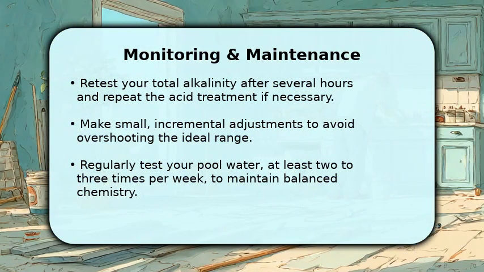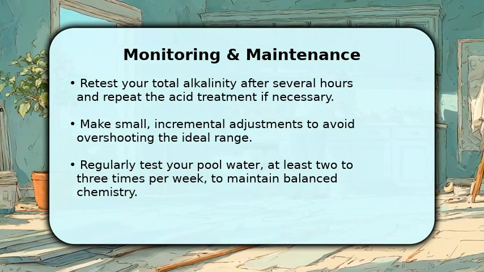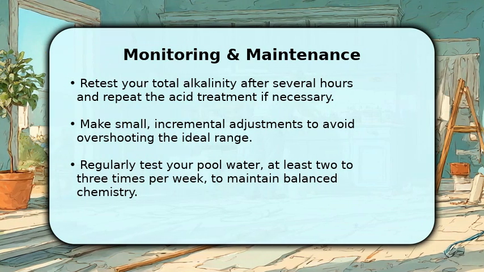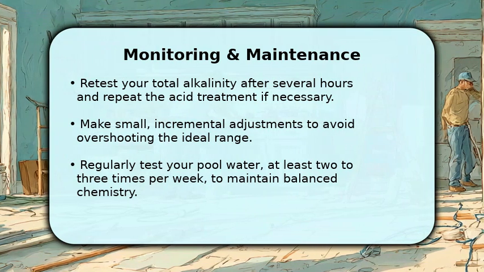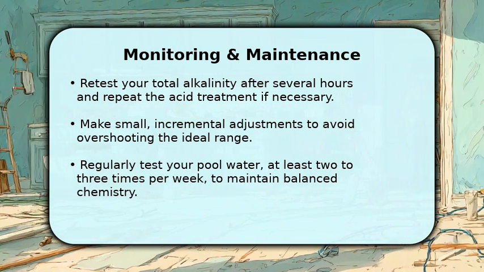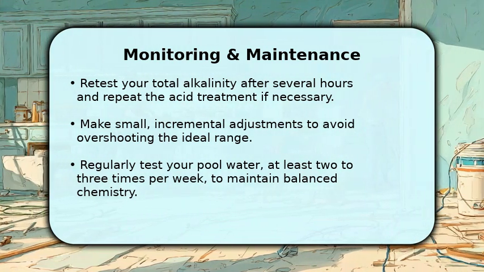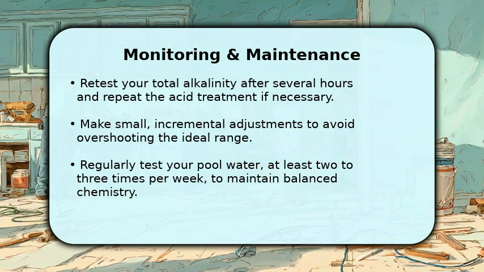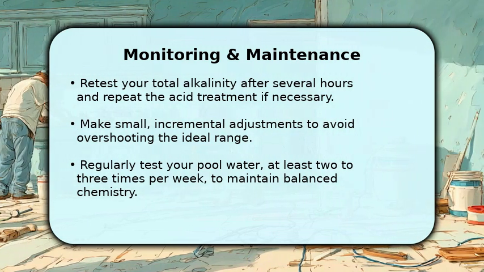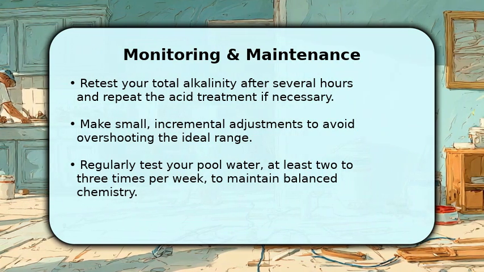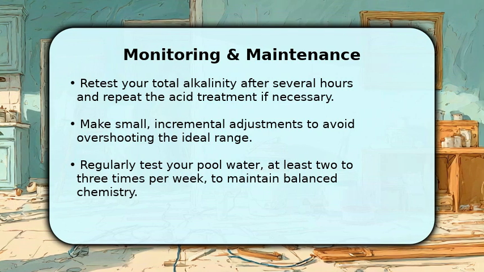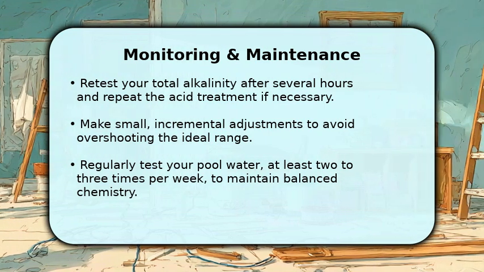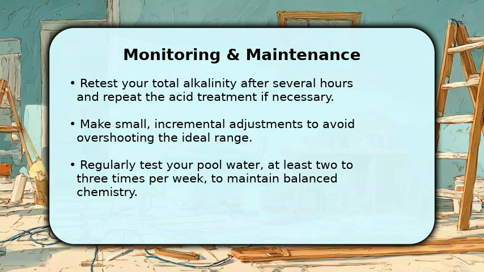After your initial acid treatment, retest your total alkalinity after several hours. If it's still too high, you can repeat the acid treatment, but always make small, incremental adjustments to avoid overshooting the ideal range. Regularly testing your pool water, ideally 2 to 3 times per week, is crucial for maintaining balanced chemistry. Proper alkalinity ensures your sanitizer works efficiently, protects your pool equipment from corrosion or scaling, and keeps your water sparkling clear.